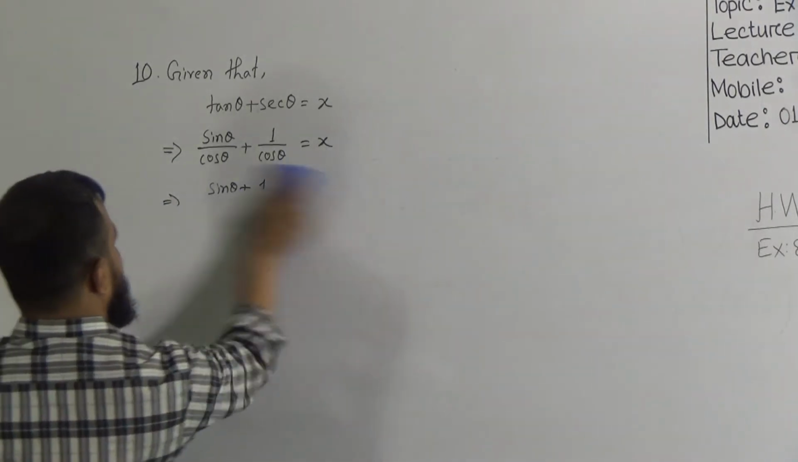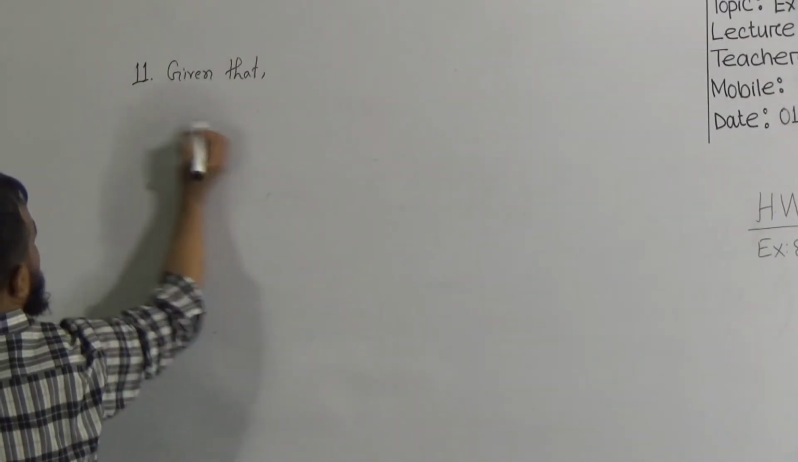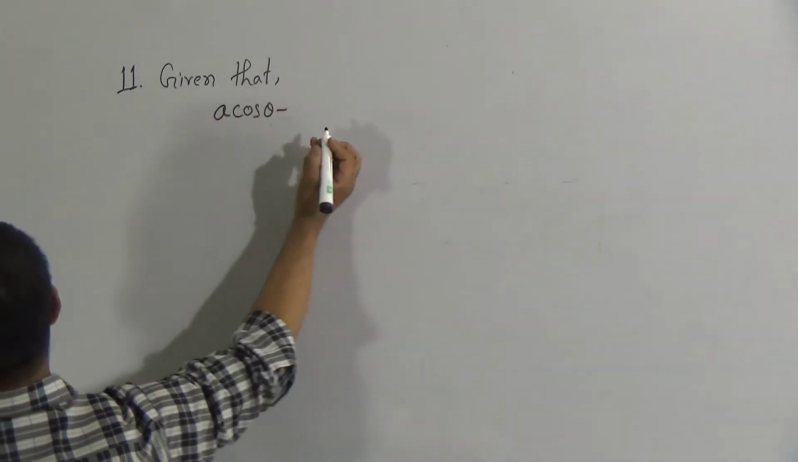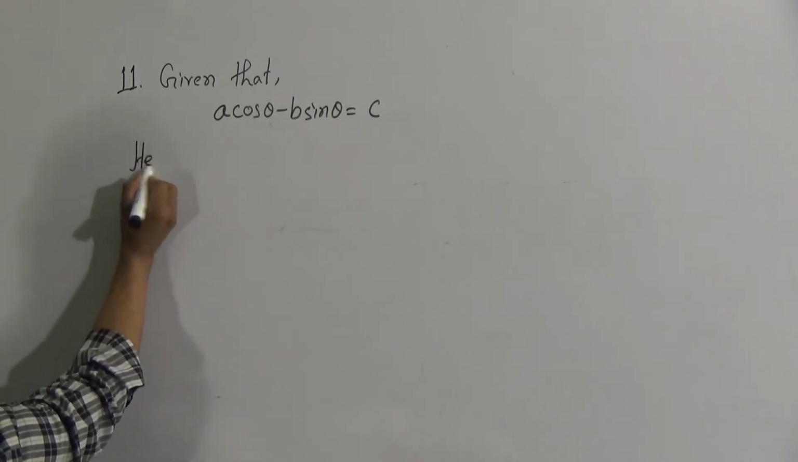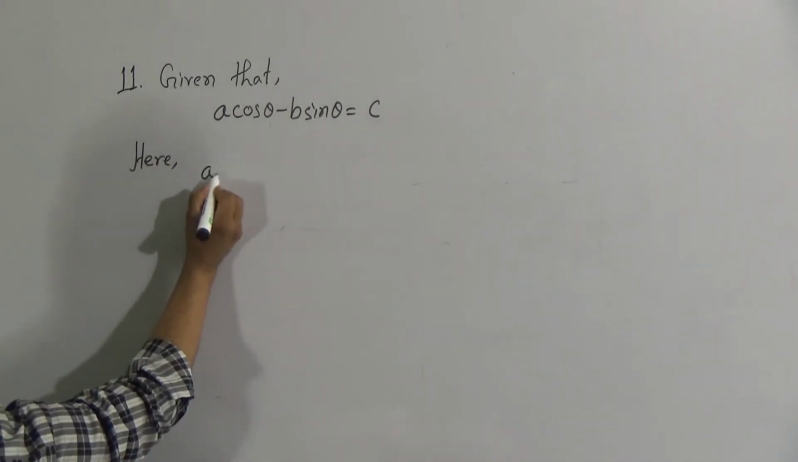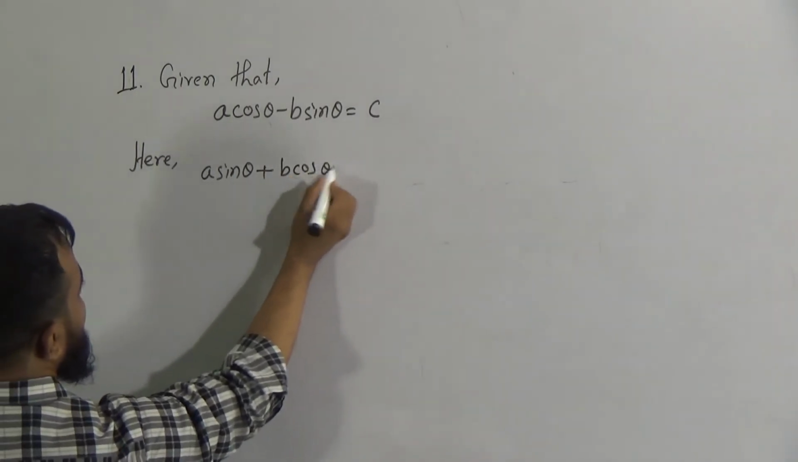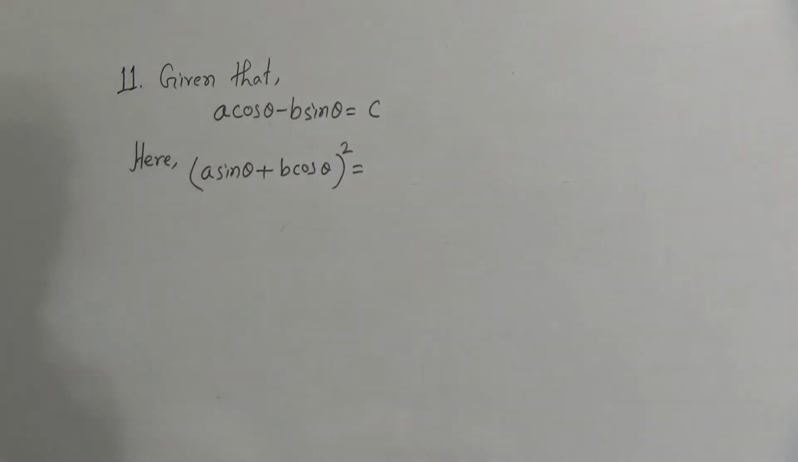Students, question number 11 is given that a cos theta minus b sin theta equals c. These values are given, and we need to prove that a sin theta plus b cos theta equals this one. So here, (a sin theta plus b cos theta) whole square, that's equal to what? But students, we need to prove plus minus square root.